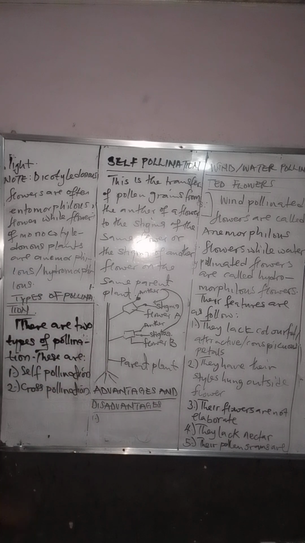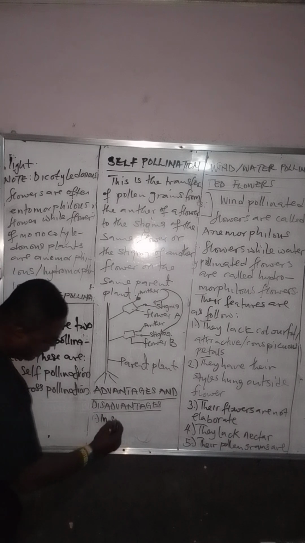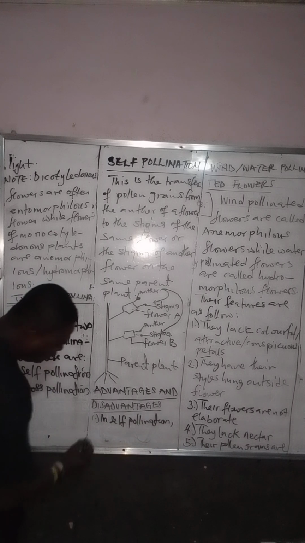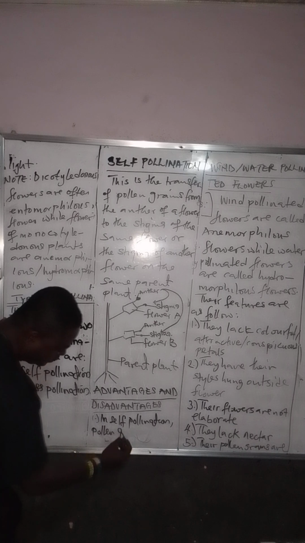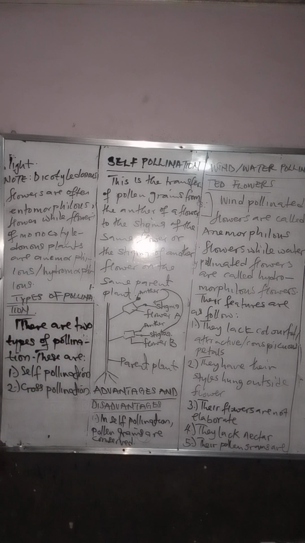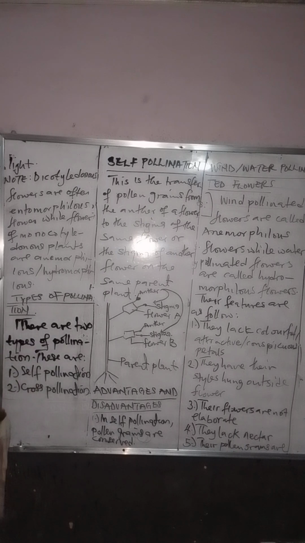Number one. Now, in self-pollination, pollen grains are conserved. They are not wasted. Unlike cross-pollination, where a pollen grain needs to travel from Benin to Okada. Along the way, something can happen to the pollen grain, but here the movement is short. So the pollen grains are saved. Their numbers are conserved.